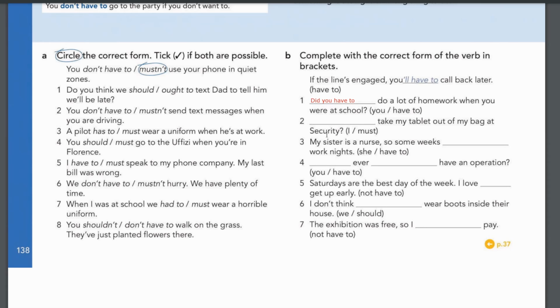Now, number 2, I and must. I and must. Take my tablet out of my bag at security. Question. If I want to make a question, must is a modal verb, so I'm going to write must, I. Must I take my tablet out of my bag at security? And that's it. The rest of them, as I said, we're going to discuss in the class.